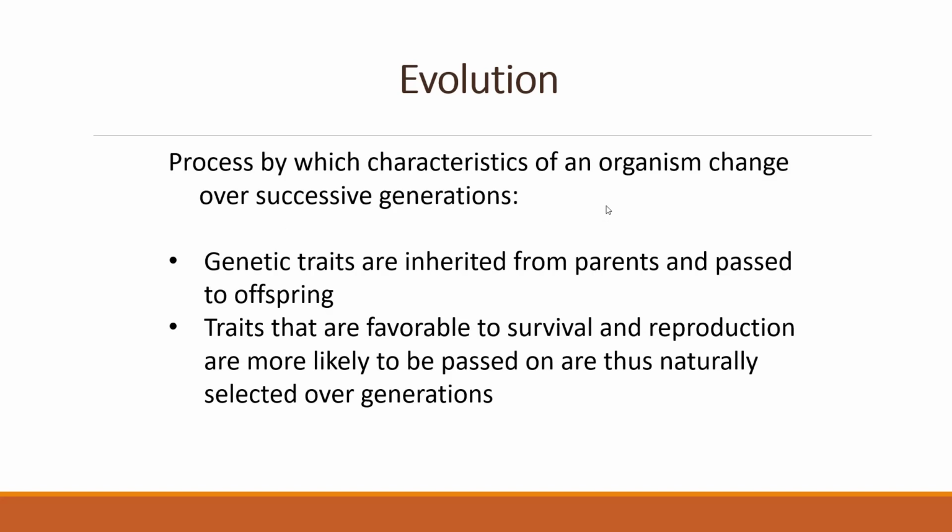Genetic traits are inherited from parents and passed to offspring. Traits that are favorable to survival and reproduction are more likely to be passed on. Thus, they're naturally selected over the generations. For example, cheetahs evolved to be very fast. The fastest cheetahs are the most successful, so they're more likely to breed, and therefore each generation maintains that speed. A slow cheetah is less likely to be successful and probably not going to pass its genes on.